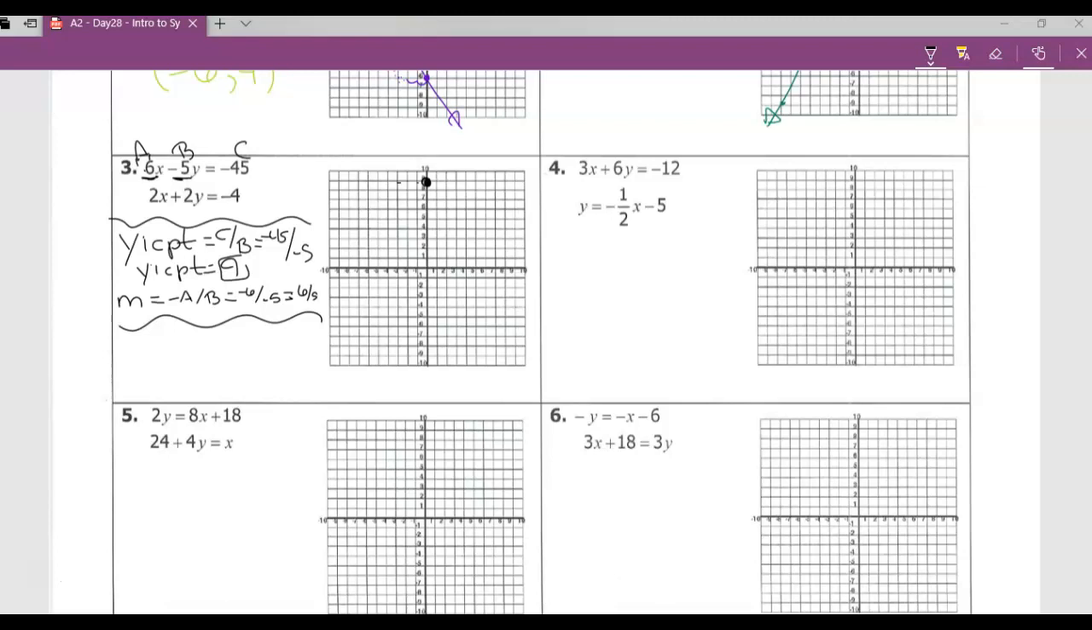So 1, 2, 3, 4, 5, down 6. 1, 2, 3, 4, 5, 6. And I'll go ahead and put a point right there. And then I can do at least one more point. It's going to be down 6, 1, 2, 3, 4, 5, 6, over 5, 1, 2, 3, 4, 5. And get one last point in there. So I got these 3 points.